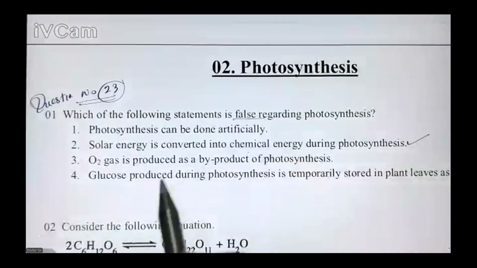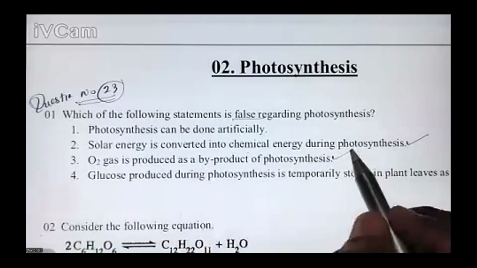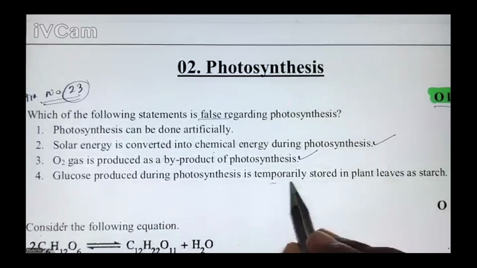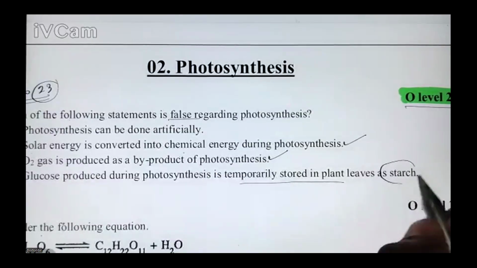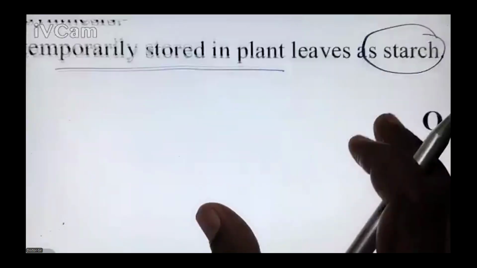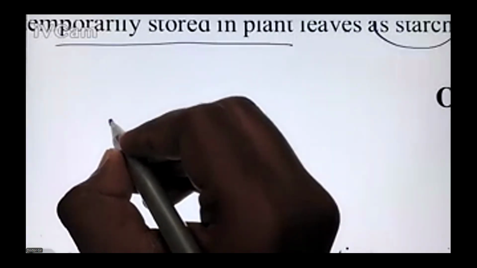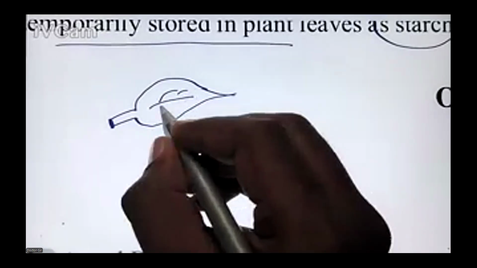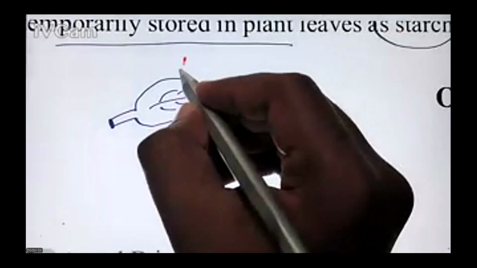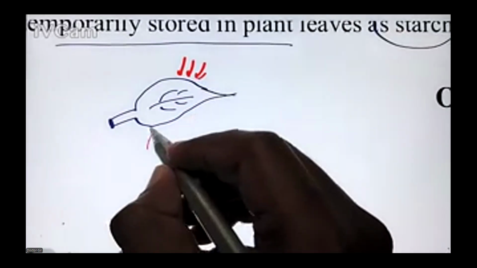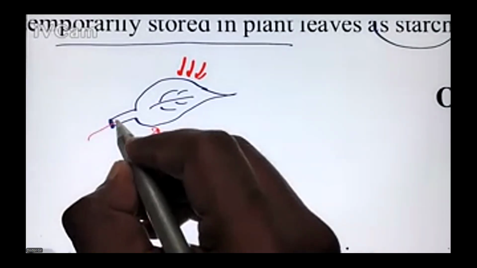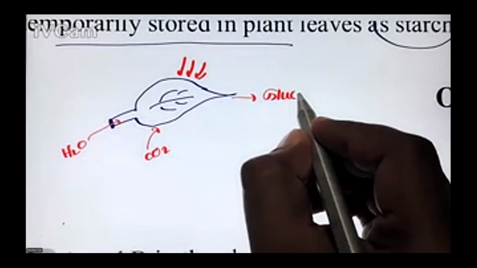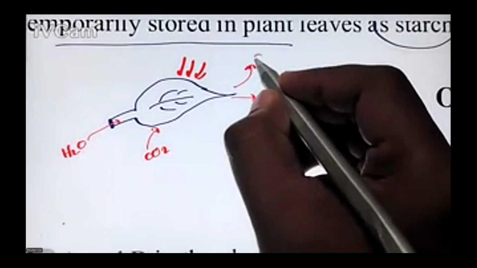They ask about the false one. O2 is produced as a byproduct. Yes, that is also correct. Glucose produced during photosynthesis is temporarily stored as starch. That's also correct. How is it happening? Now, consider a leaf where photosynthesis is ongoing. This leaf is taking sunlight, CO2 and water, right? Then it will produce glucose and it will release O2.